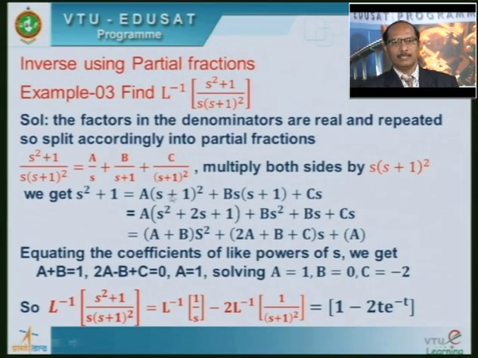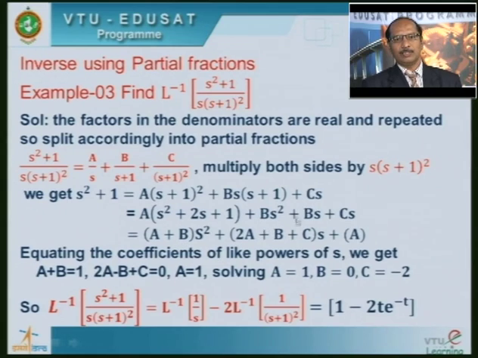Now, simplifying the right hand side, S plus 1 whole square you simplify, A into S square plus 2S plus 1, it is A plus B whole square type, plus multiply B into this bracket, B into S, B into S square, B into 1, it is B S plus C S. Now, collect the various powers of S and its coefficients. First, collecting the S square coefficients. A into S square is one term, B into S square is another term. So, A plus B into S square it is.